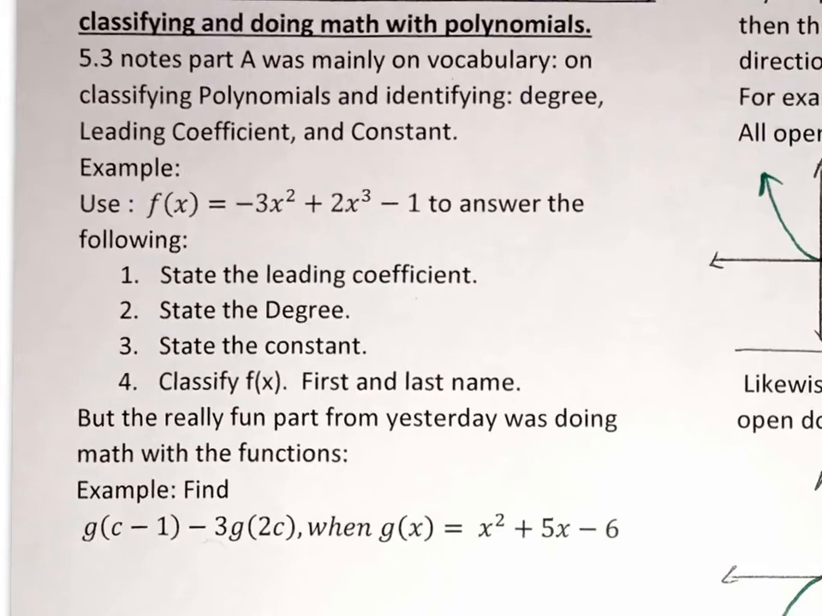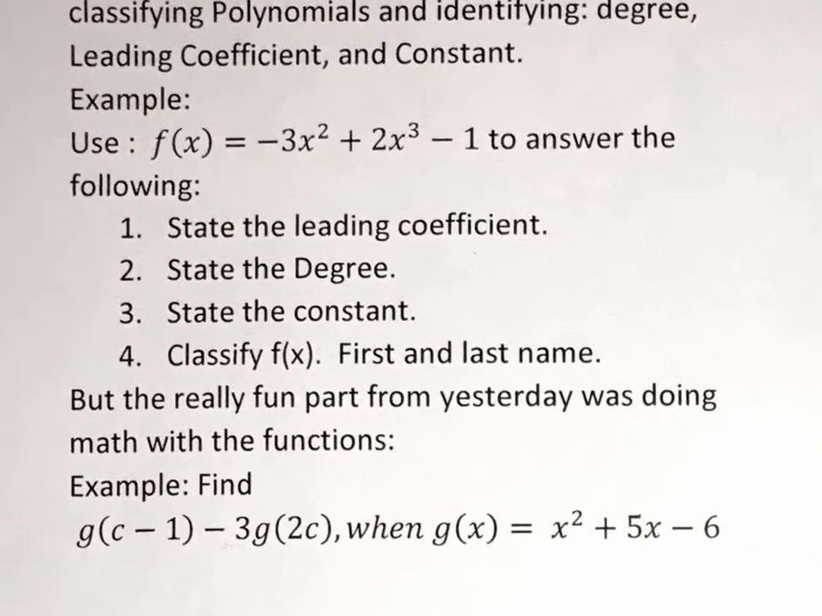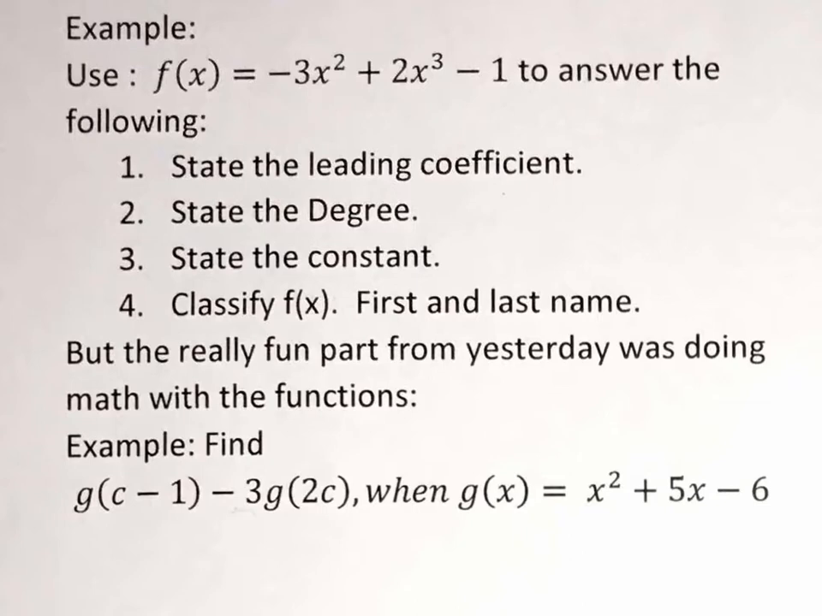Okay, guys, so expect these types of questions to be on the Quiz Friday. Check it out. It tells you f of x is negative 3x squared plus 2x to the third minus 1. State the leading coefficient. The leading coefficient is not negative 3. I trick you. What is the leading coefficient? It's actually 2. That's the leading coefficient.